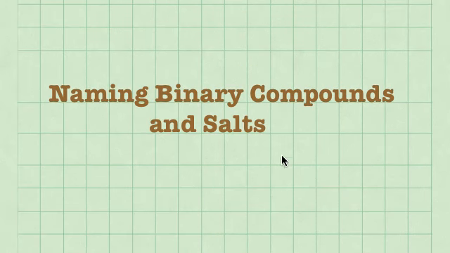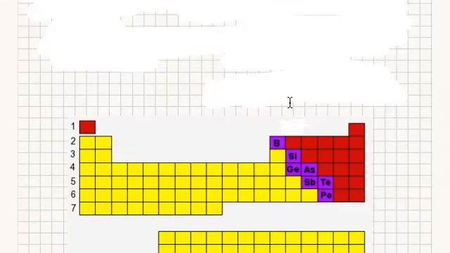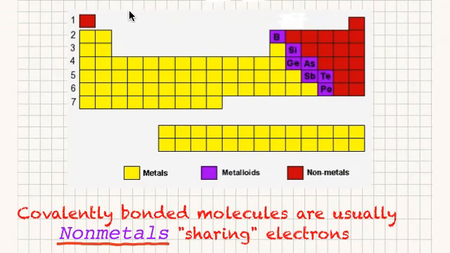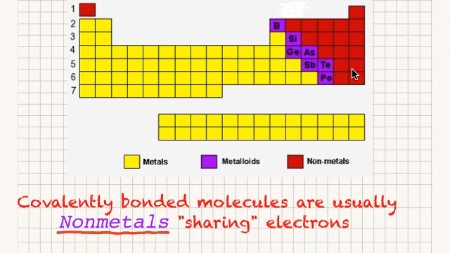Binary compounds means there are two elements in the compound. Some of them are salts, some are not salts. How do you know if it's a salt or not? Here we go. If I combine any metal, which are all the yellow ones, with any non-metal, the red ones, I get what you call a salt. This is my rule of thumb. It almost always works, except for a few ammonium salts and other oddballs, but for the most part.